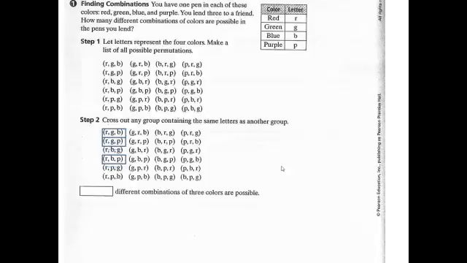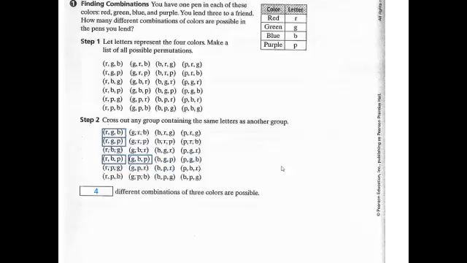Now the second row, green, red, blue. We've used those letters. Green, red, purple. We've used those letters. Green, blue, red. We've used them. Green, blue, purple. That one's new, so we're going to put a box around it. We go through the rest of this list. Every single one of these have already been used, so we're going to cross them out. So we end up with 4 different combinations of 3 colors possible.